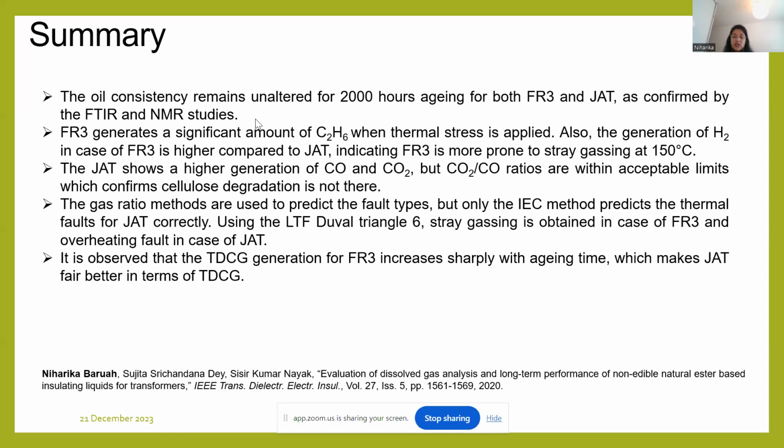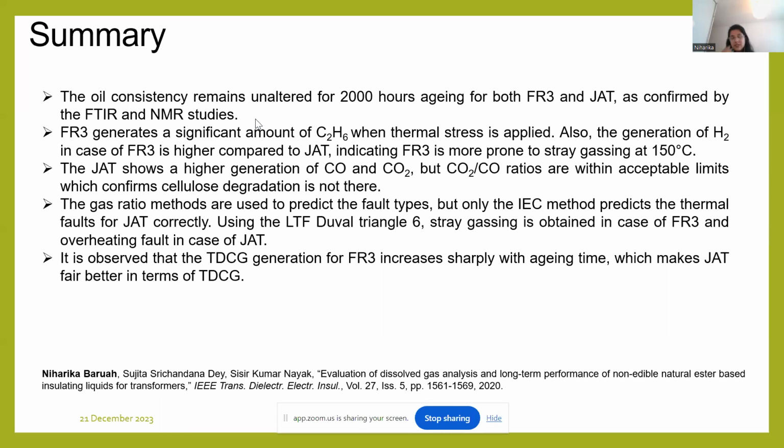So this is one of the condition assessment methods, which can show different simulated conditions. Here only thermal stress has been studied, but electrical stress can also be studied and combined with the thermal stress to get a deeper insight into the types of oil before they are implemented in the field.